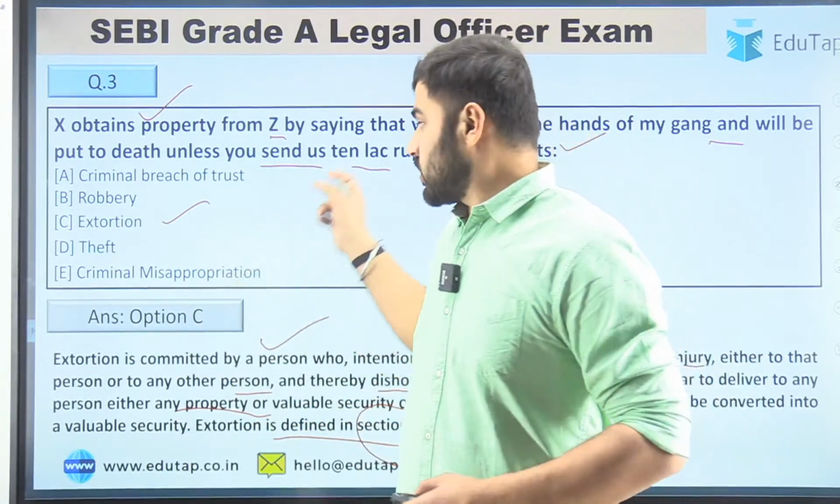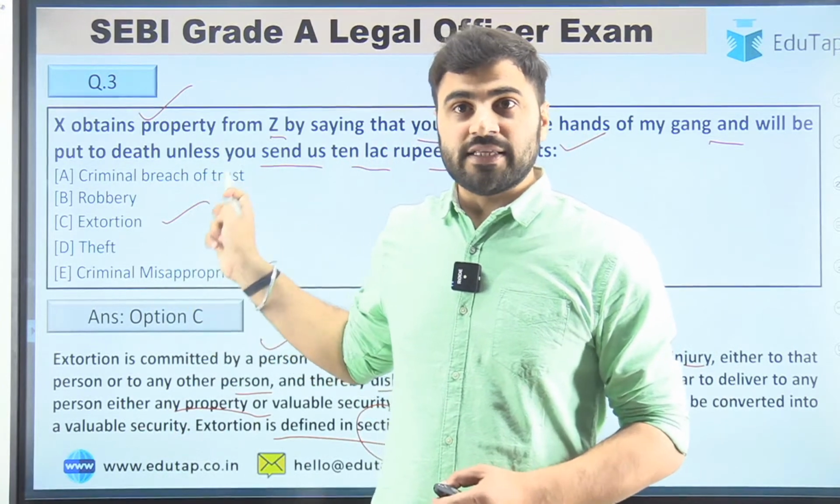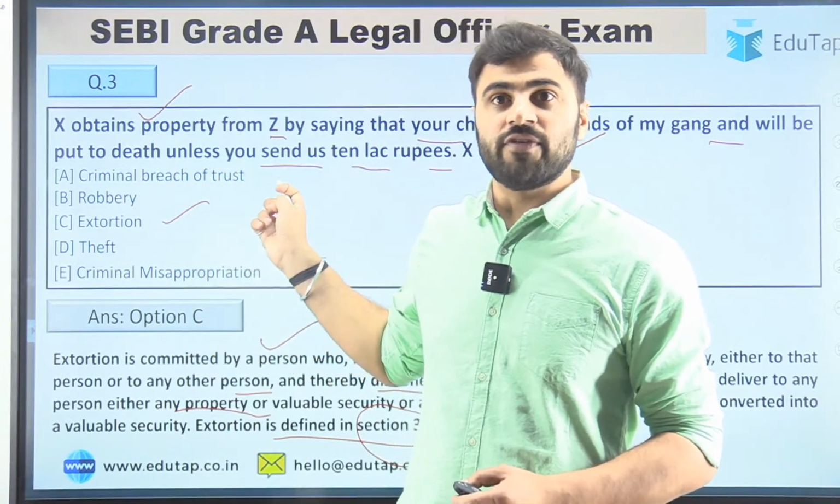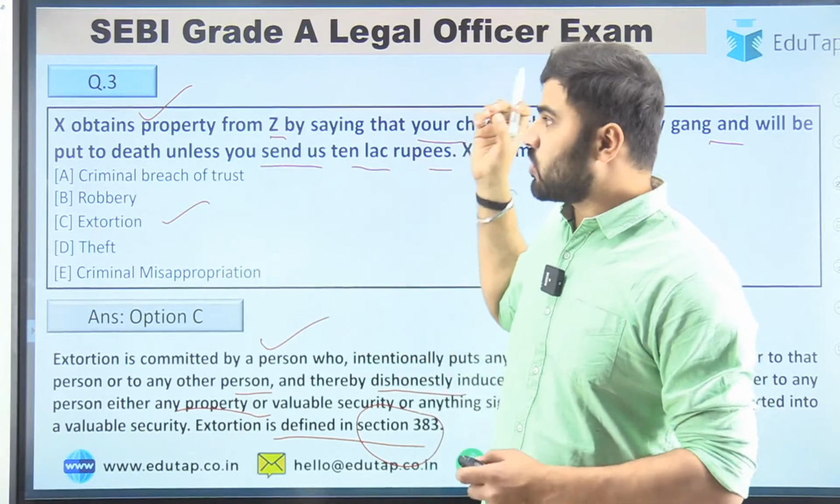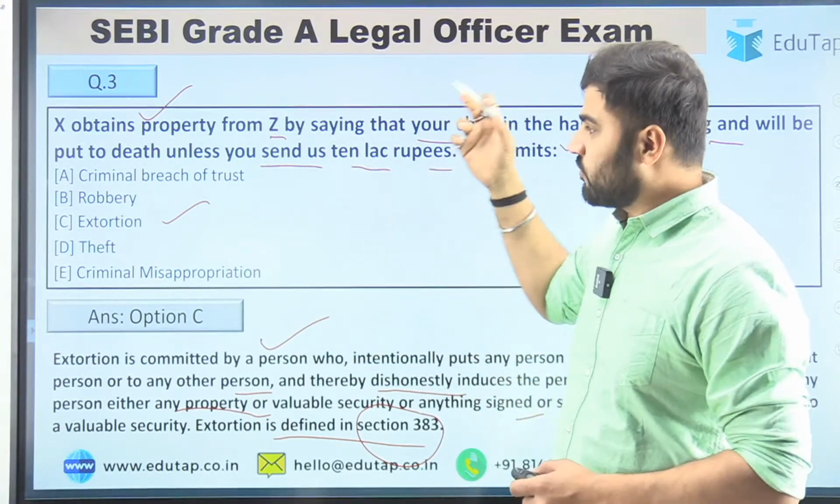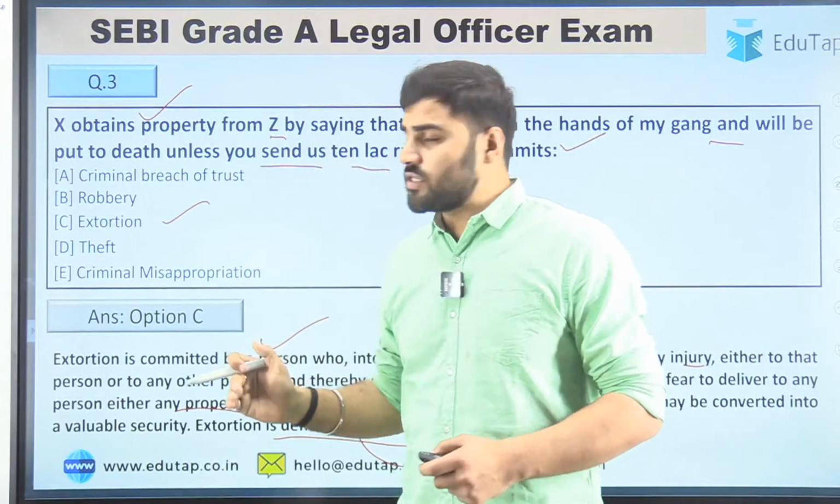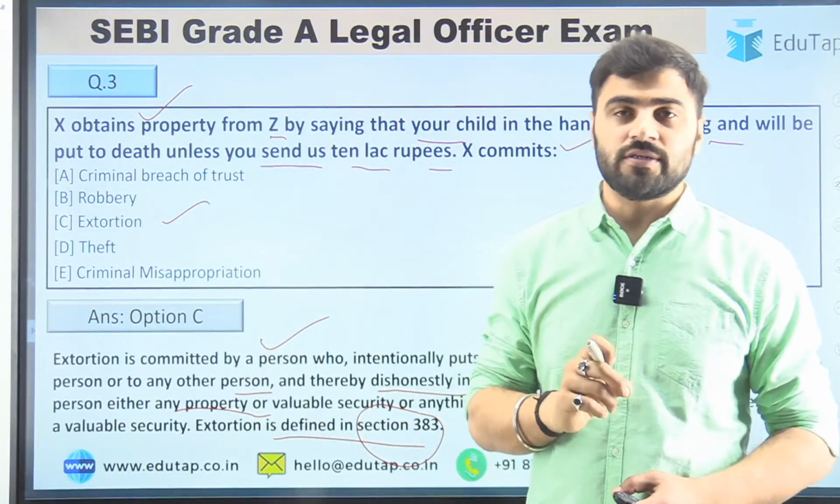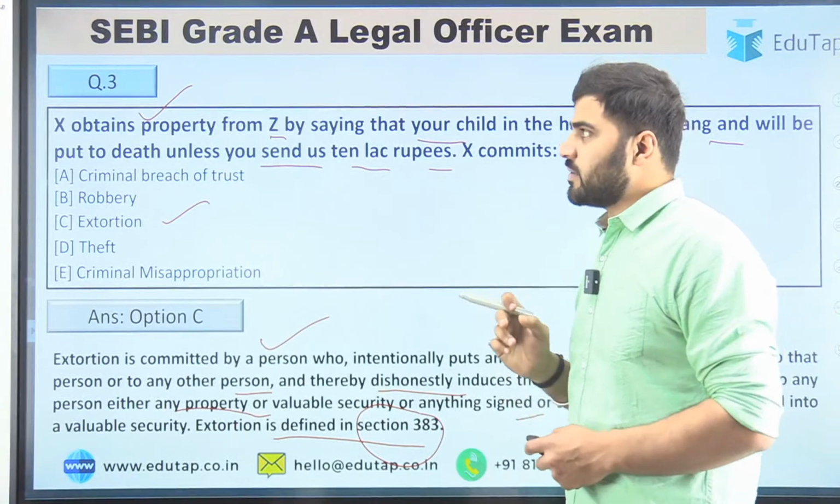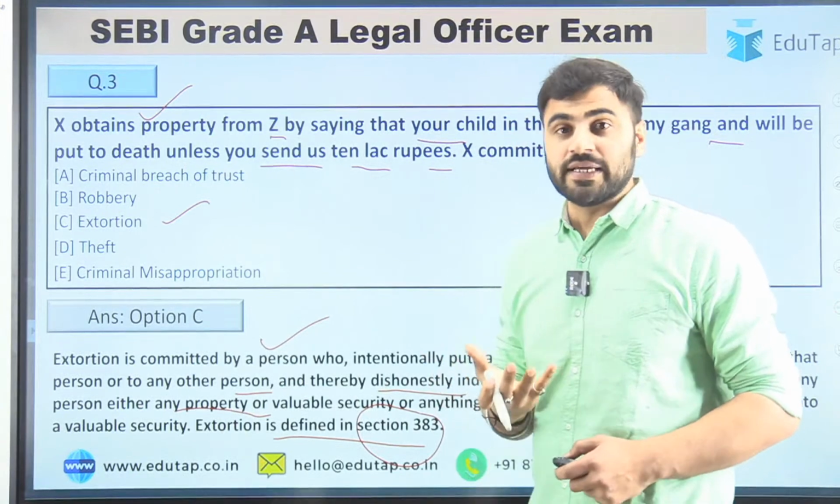So Ujjwala is saying option number C, Adil is saying C, Vikalp is saying C, Kavita is saying C, right? So all of you are correct, guys. Well done. All of you are correct. The right answer for this question is option number C, that is extortion, right? So well done, guys. You guys are participating really very well.